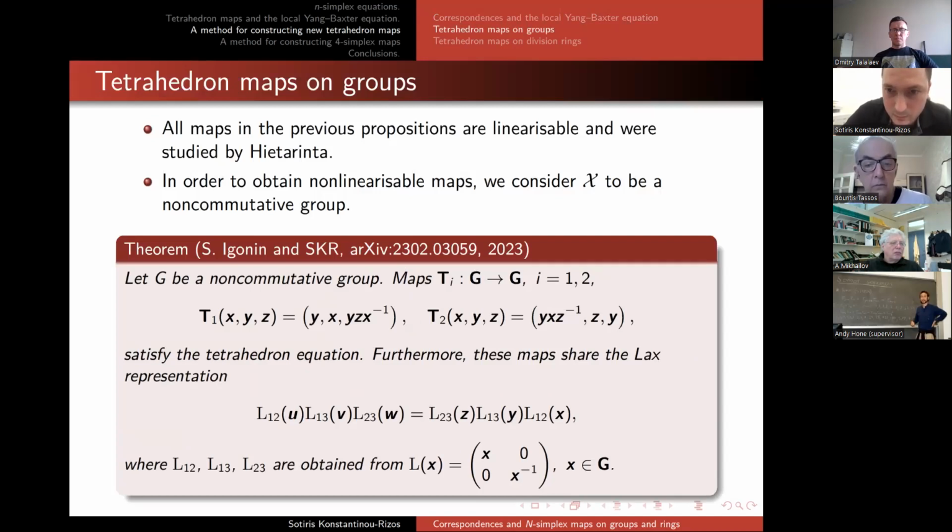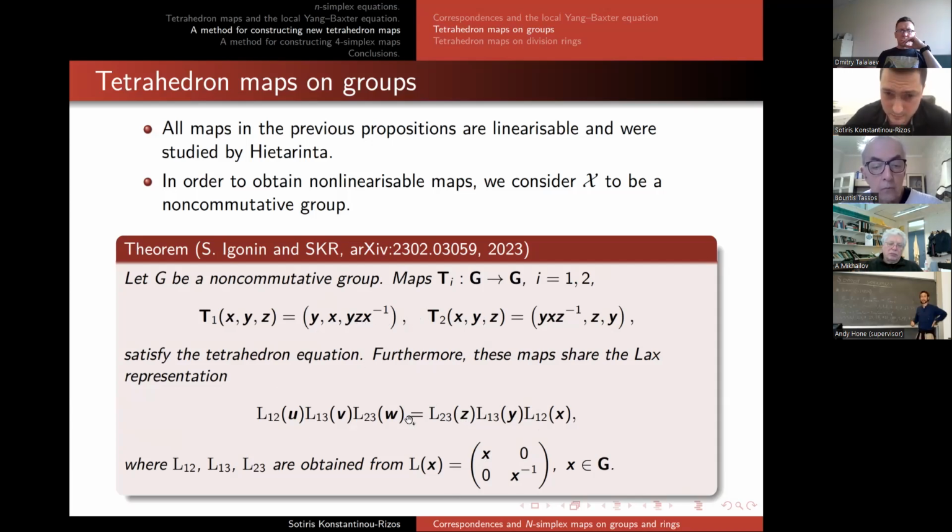We started with the set being the complex field. Now we change X, and we consider X to be a non-commutative group. So we start with this matrix and substitute it into the local Yang Baxter equation. Again, we obtain some correspondence. The correspondence has a free variable. For a particular choice, we manage to quantize some of the maps. So these two maps are tetrahedron maps with non-commutative variables on non-commutative groups.